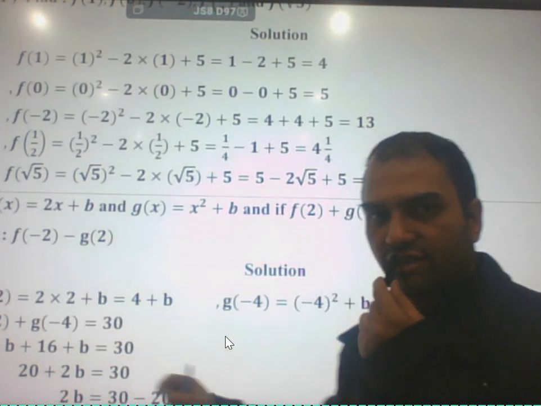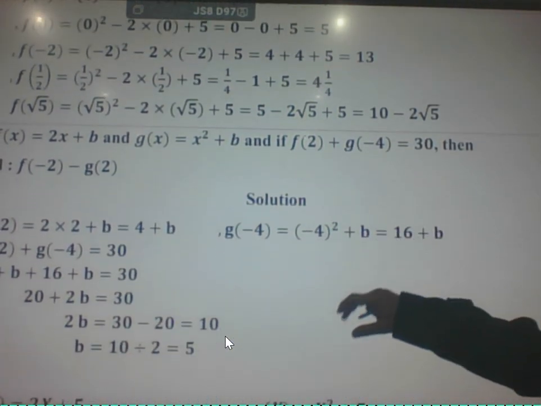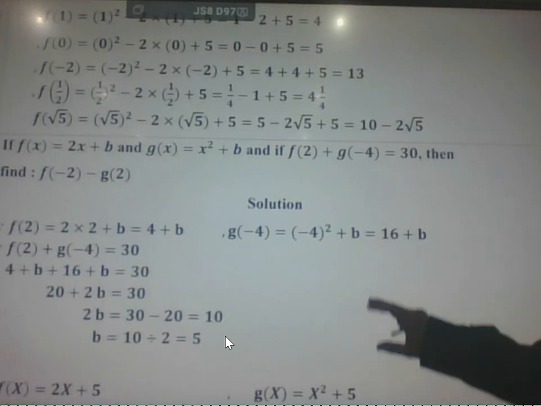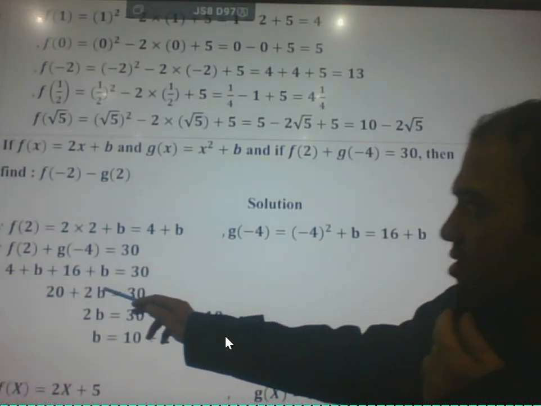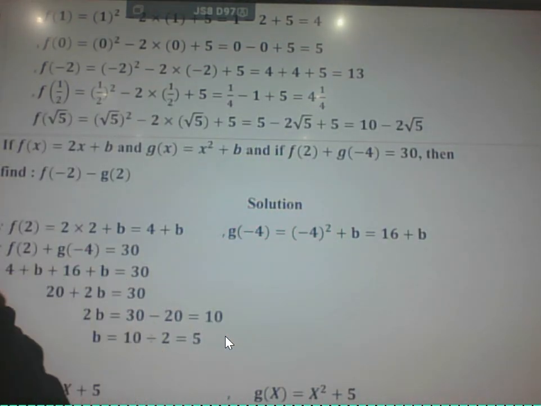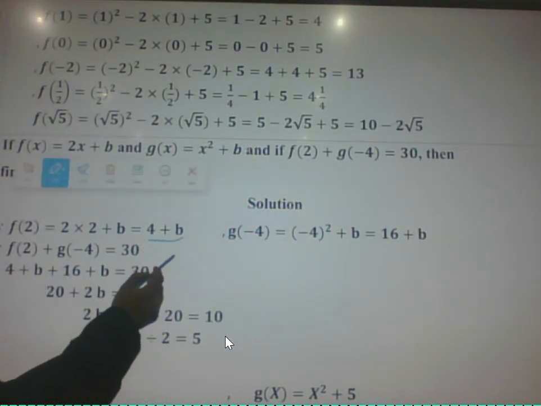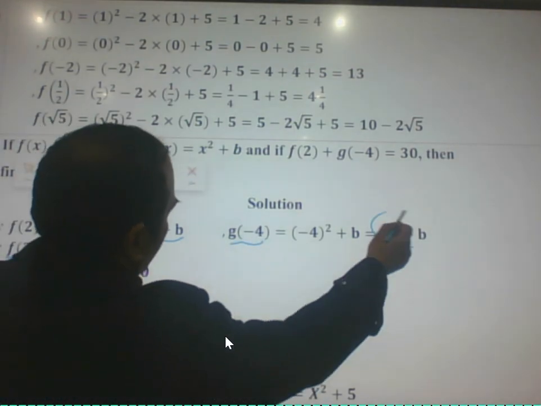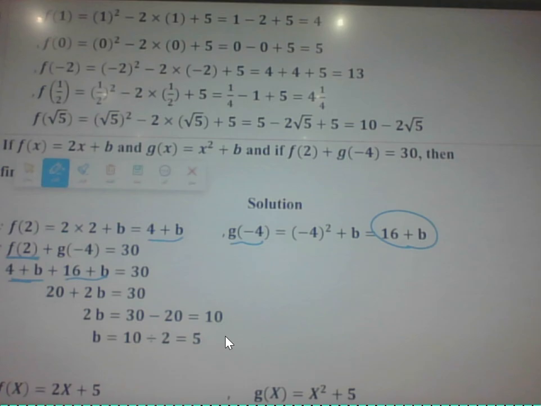Put the answer here in this relation, okay? Then start with 4 plus b, the answer first. We have 4 plus b, put here 4 plus b, and g of negative 4 equals 16 plus b, put here 16 plus b. Then we can add b plus b equal 2b, and 16 plus 4 is 20.